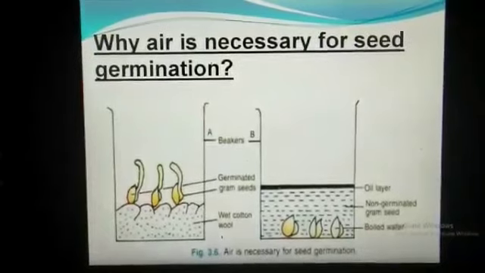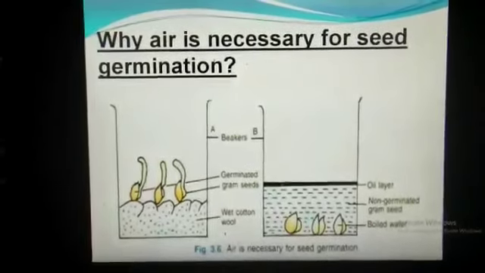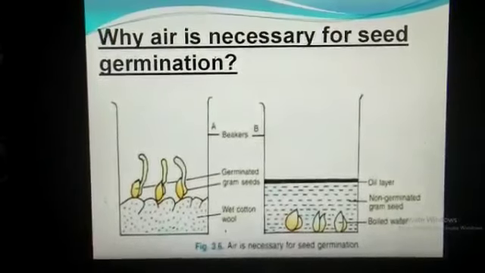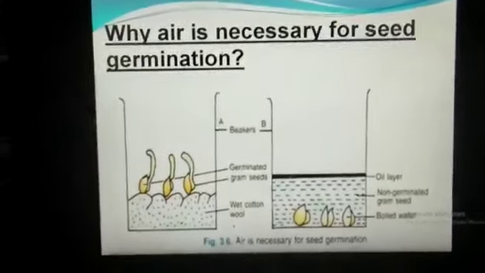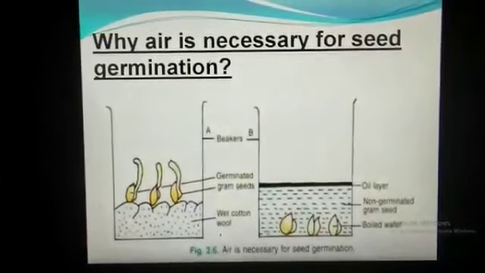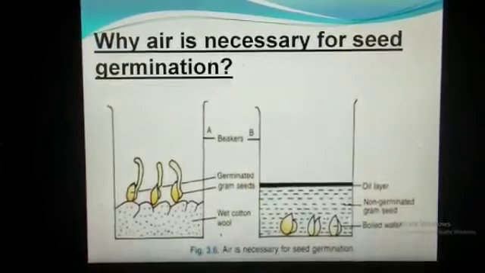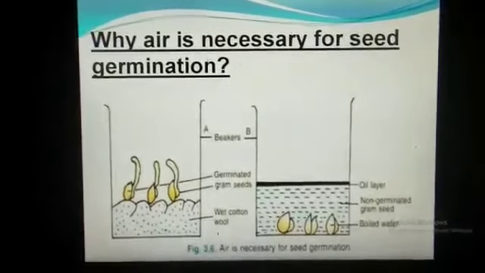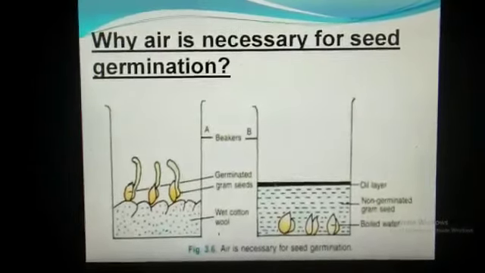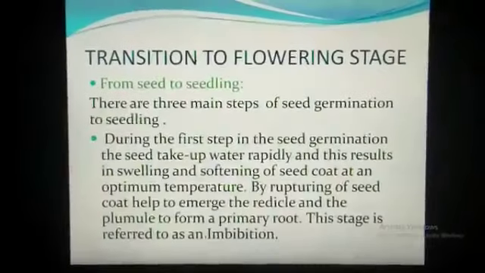Now this experiment proves that air or oxygen is necessary for seed germination. During germination, rapid cell division takes place and energy is required for cell division. This energy is obtained from oxidation. The oxygen required for oxidation is supplied by the air. So air is also one of the important parameters for germination.